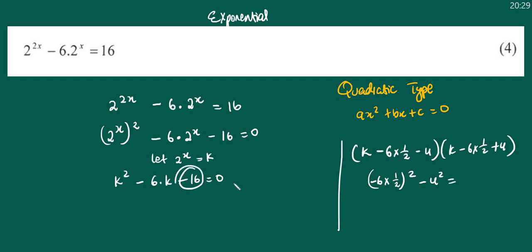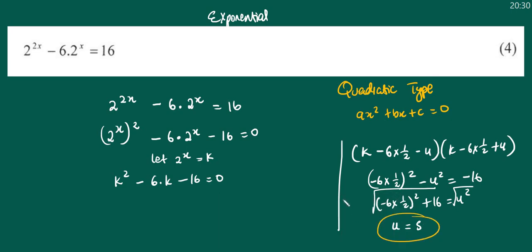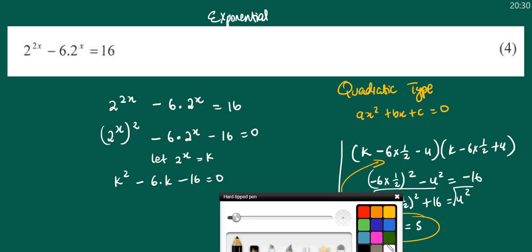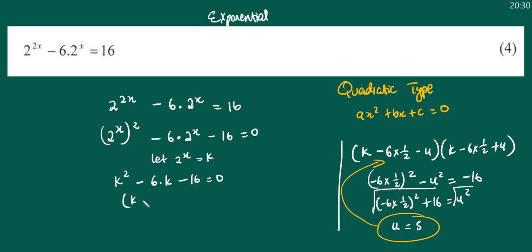It should give you the last term, which is minus 16, of which you can rewrite this as the following: plus 16 is equal to u squared. You take the root both sides, you put this in your calculator. Then your u should be 5. So therefore I will then go back and substitute that u into that. So that means the factors would be k minus 6 times a half, then minus 5, and k minus 6 times a half plus 5.